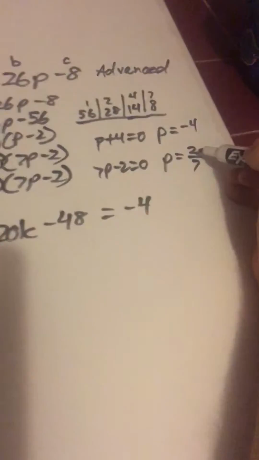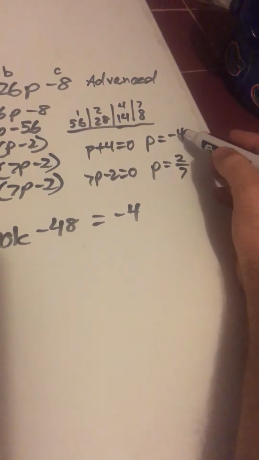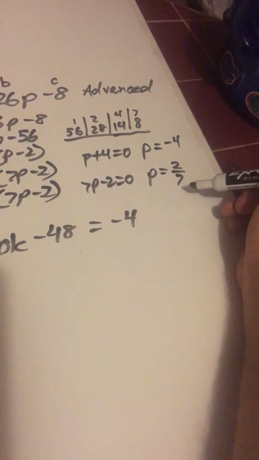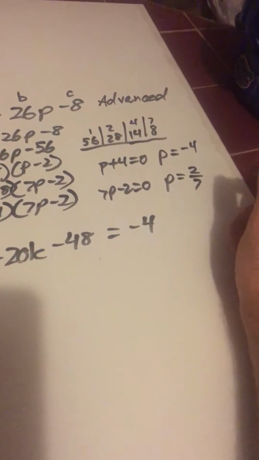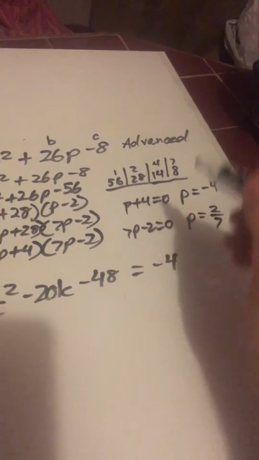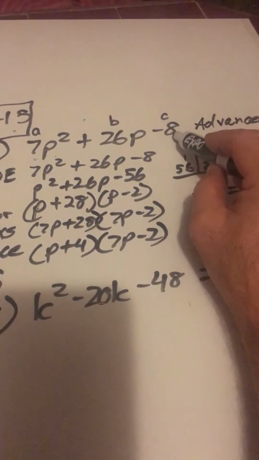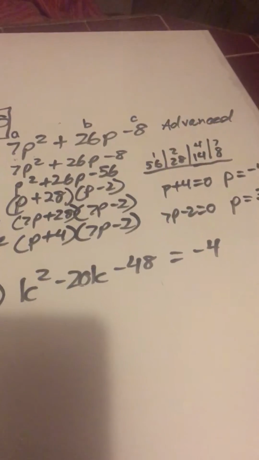Well, they're going to cross right here at positive 2/7 and negative 4. Okay, so that's one of the benefits of factoring, because it's a whole lot easier to draw this out knowing where it crosses the x-axis. And of course we know that the y-intercept is the c value, the negative 8.